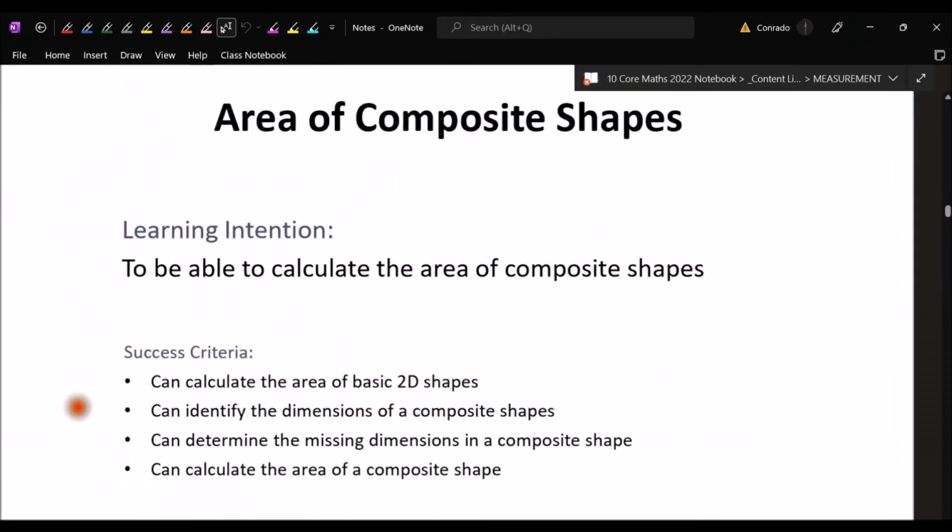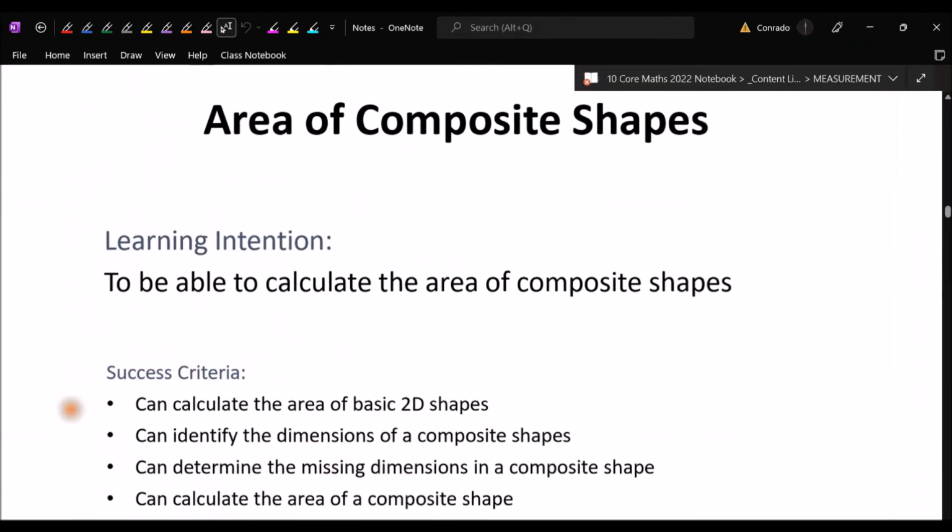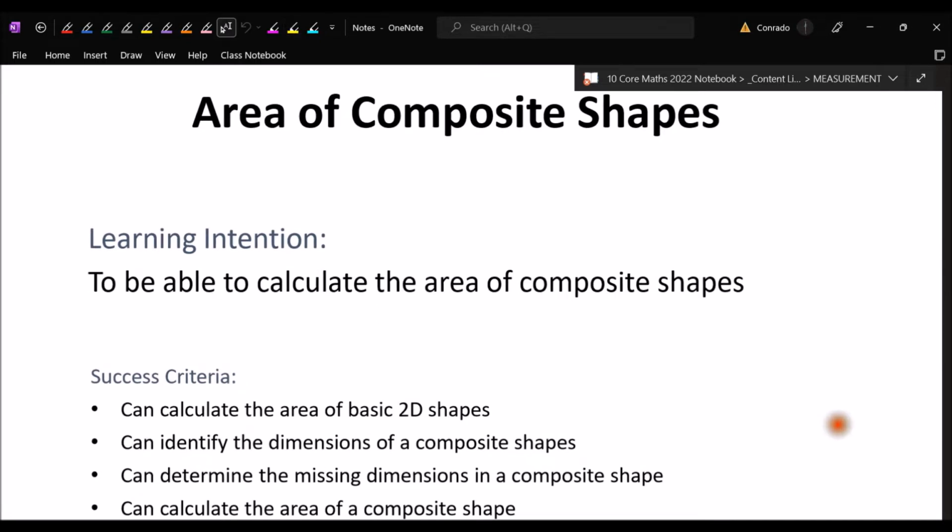Now we're going to look into composite shapes. Does anyone know what the word composite means? Composite. Jamie, do you know what composite means? Maybe face the front so you can answer it properly. What does composite mean?